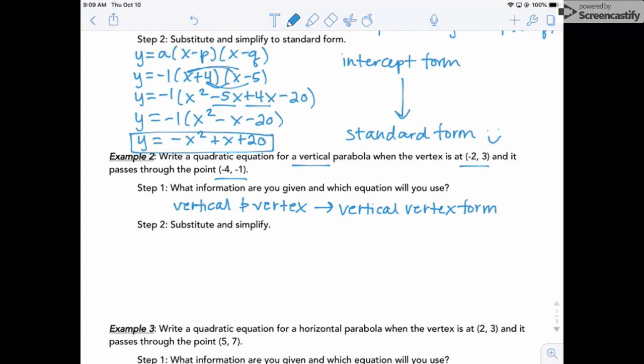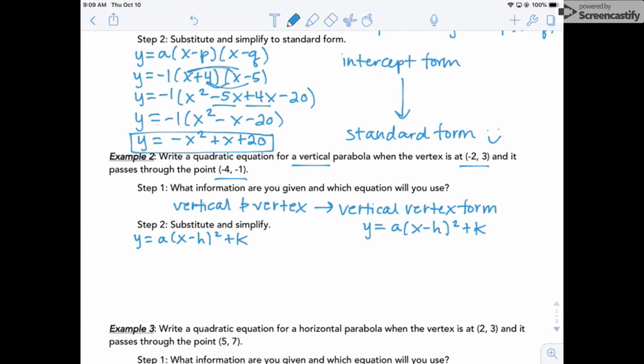Which, if we recall, is y equals a times x minus h squared plus k. That is our vertical vertex form. So step 2, we're going to substitute and simplify again. Our goal is to get it into standard form. So if I rewrite my basic equation, I have y equals a times x minus h squared plus k.